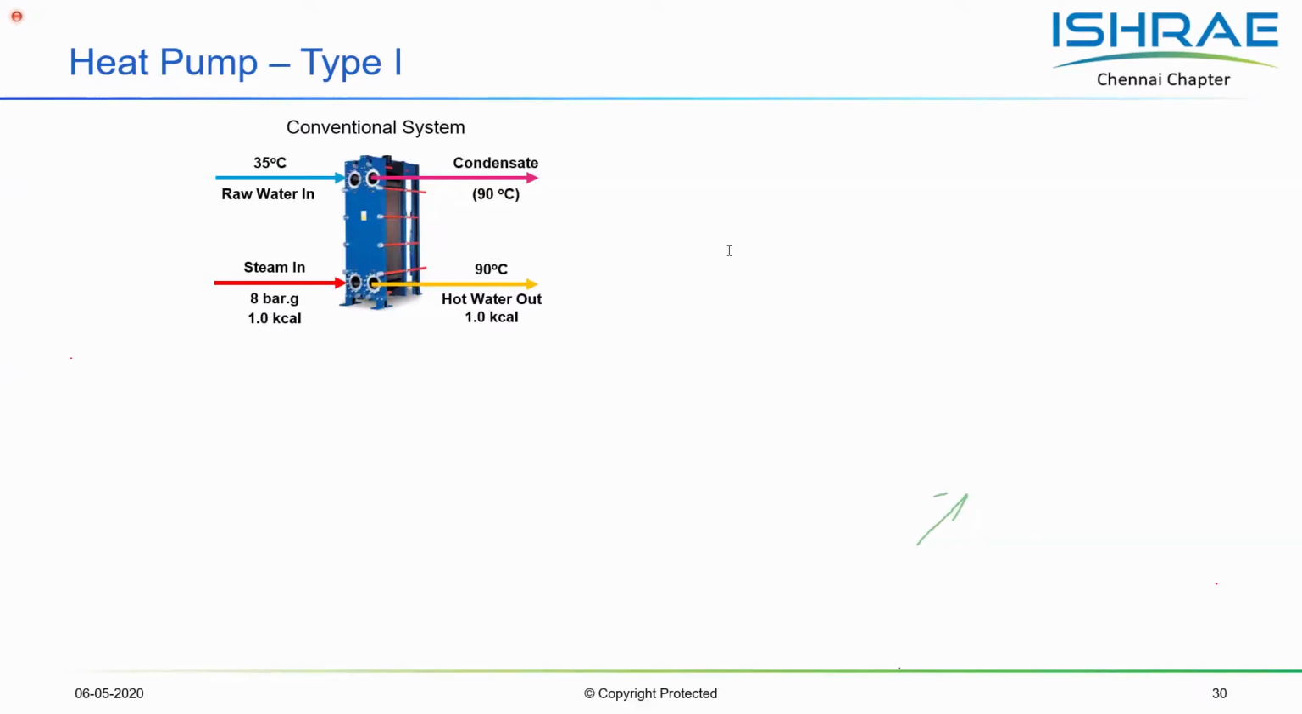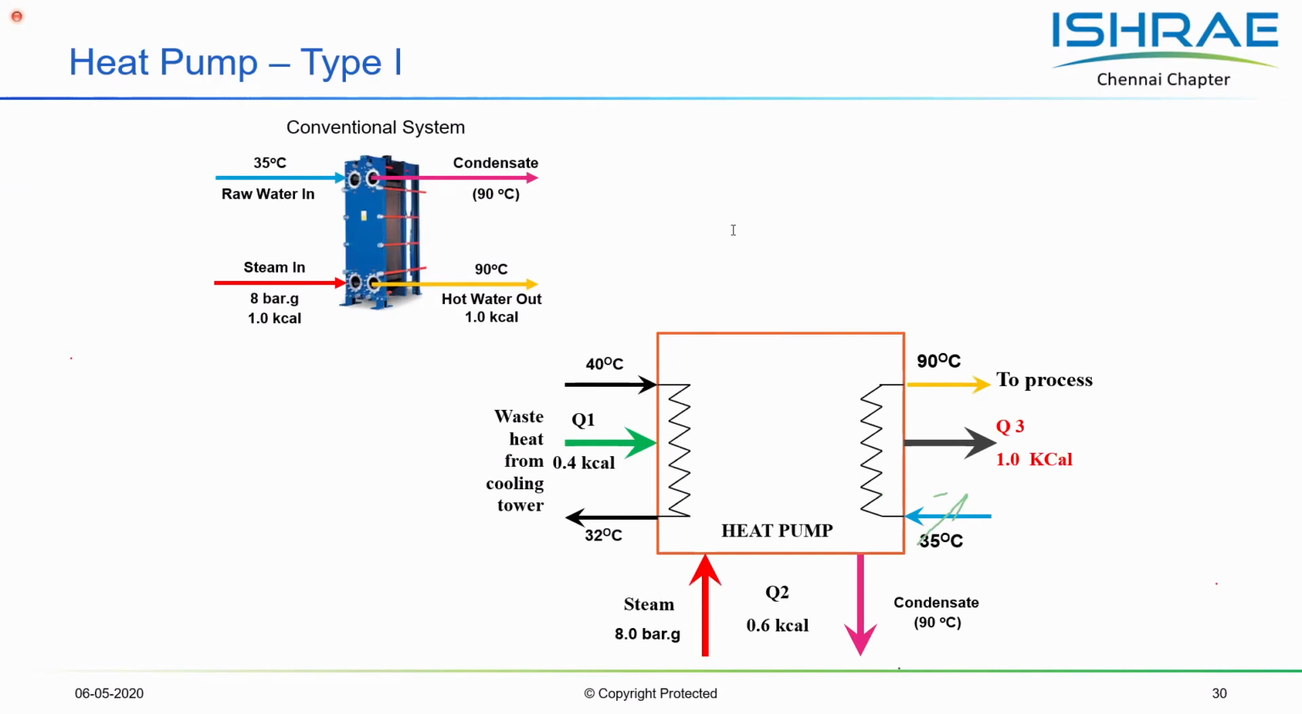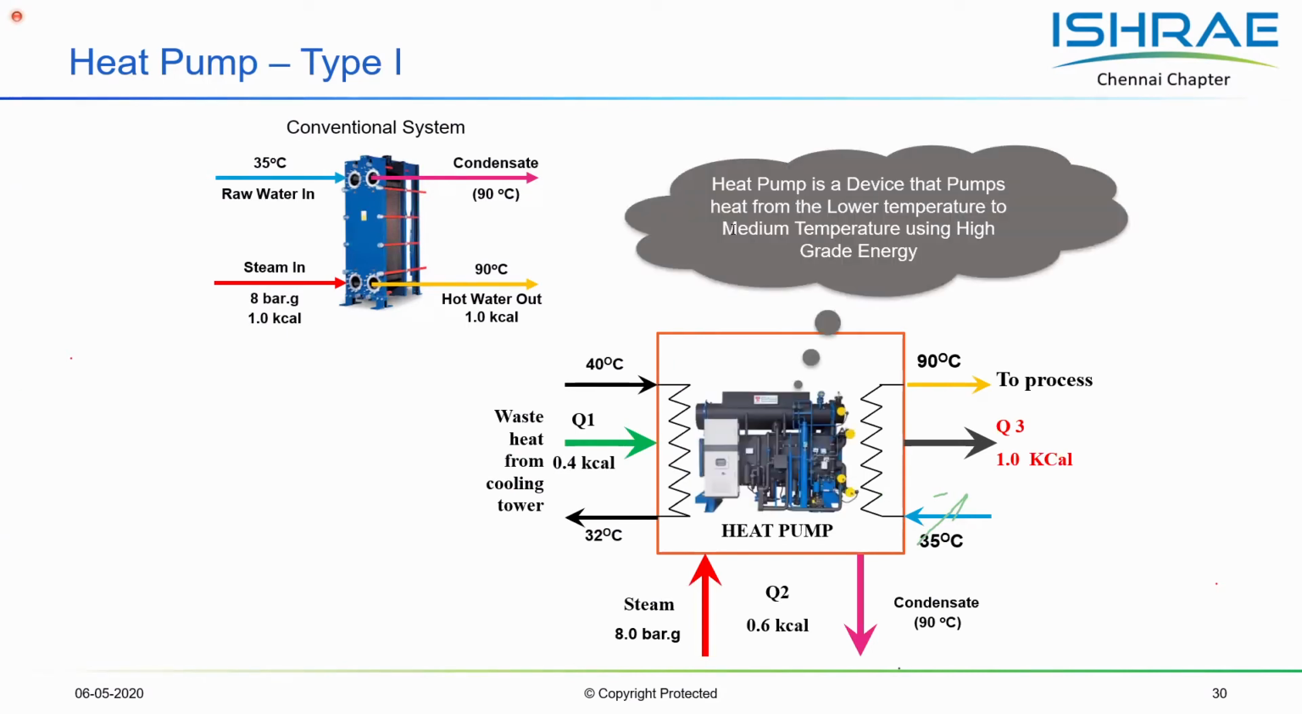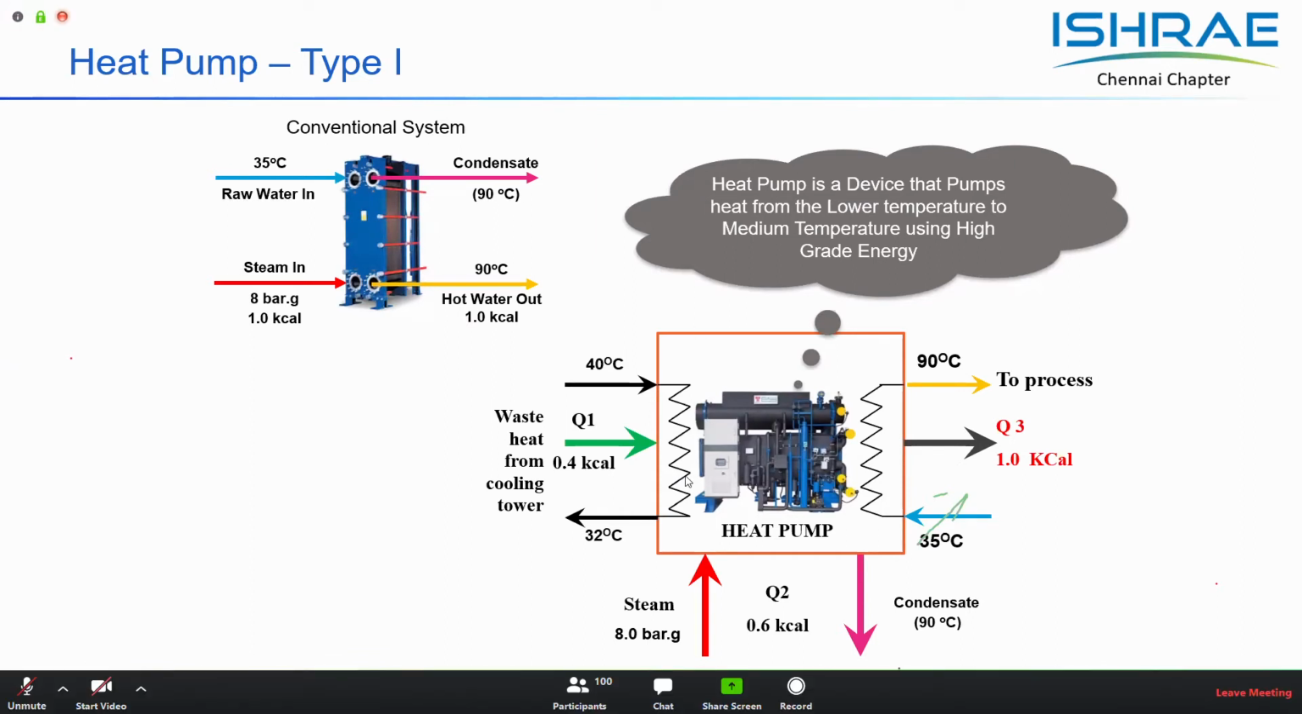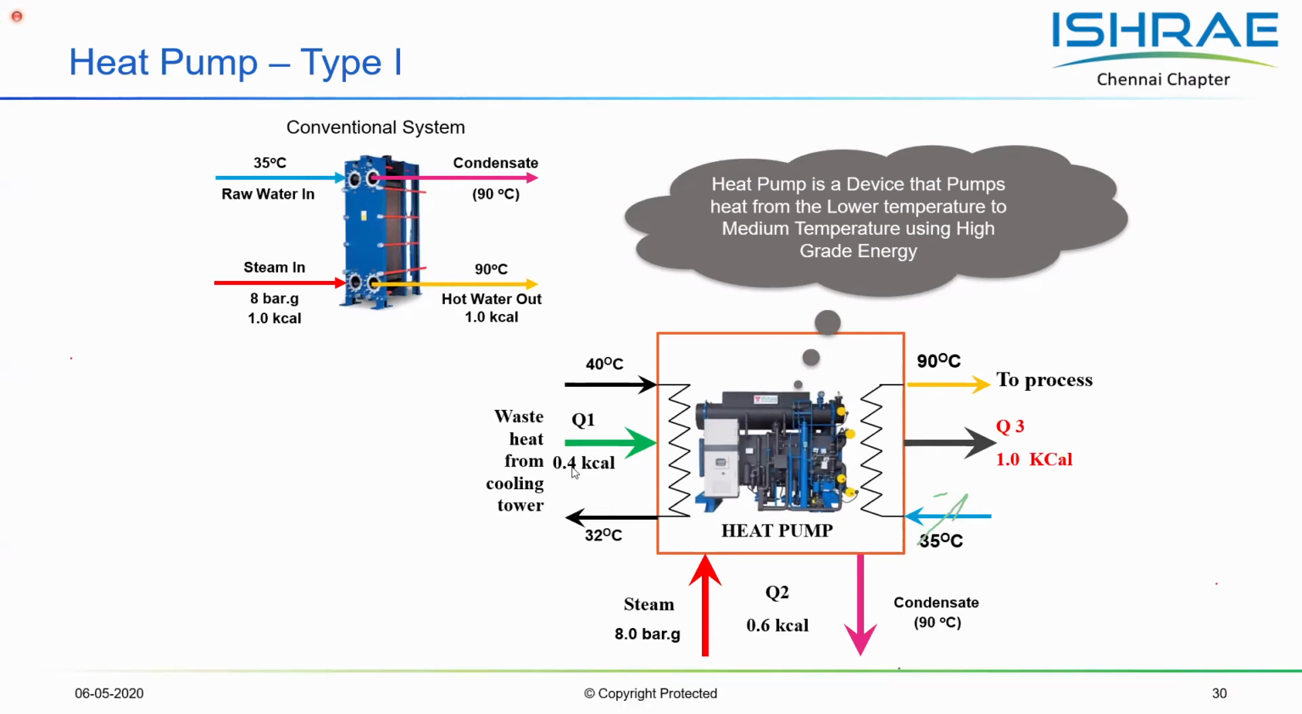Now, when you compare this with an absorption heat pump system, for every 1 kilowatt of energy that you consume, you get 40% higher energy in the form of 90-degree hot water. So how does this happen? This technology recovers heat from low grade, recovers heat from high grade, and combines these two and delivers heat at medium grade.